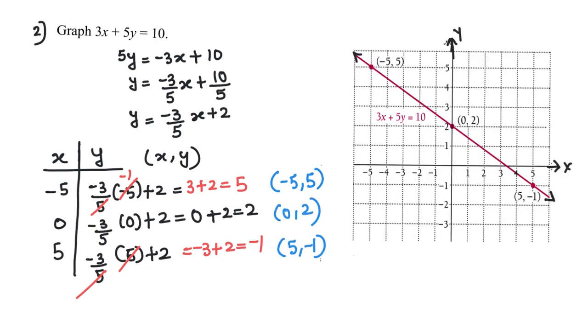Now we can plot these points. So (-5, 5) is here, (0, 2), and (5, -1). Then join those points using a straight line, and that will be the graph of this equation.